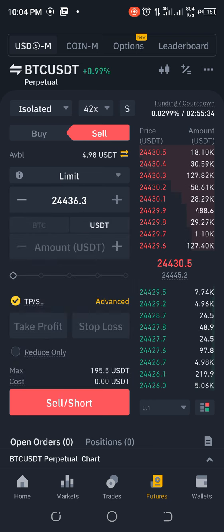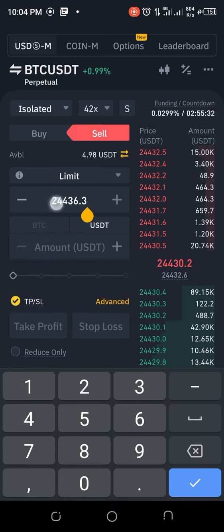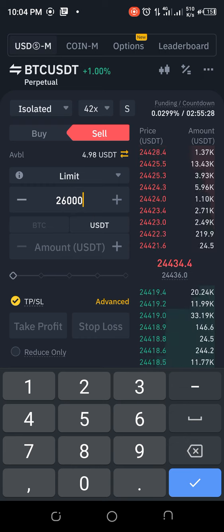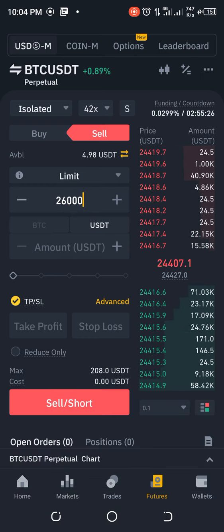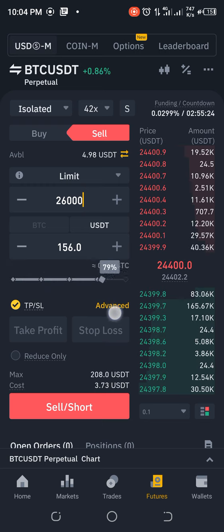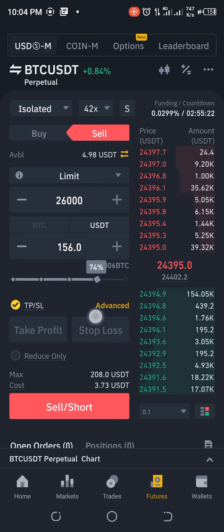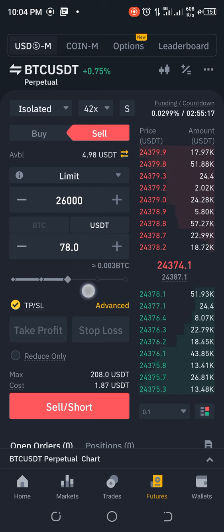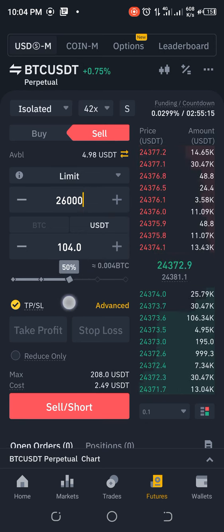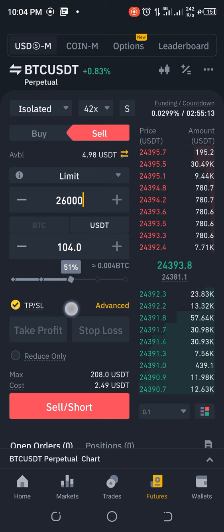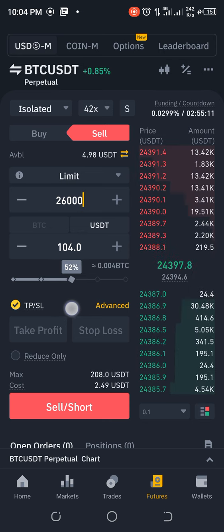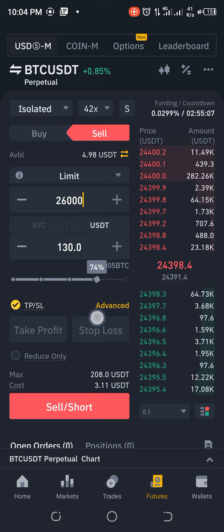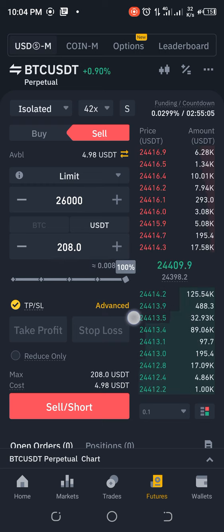Then you now click limit. You will now set the price here. Here where I put my cursor, you will set the price to 26. Then you will drag this cursor to the amount. This means how much of your capital are you using? Is it 50% of the 4.98 USDT I have here that I want to use to enter the trade? Or is it 75%? Or is it the whole 100% that I want to use to enter the trade?